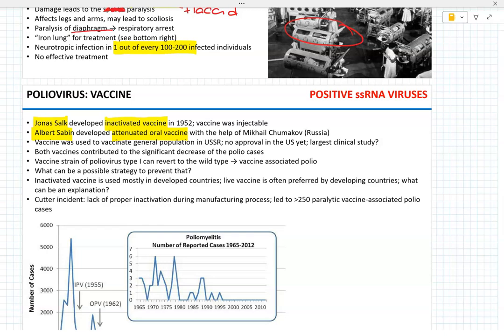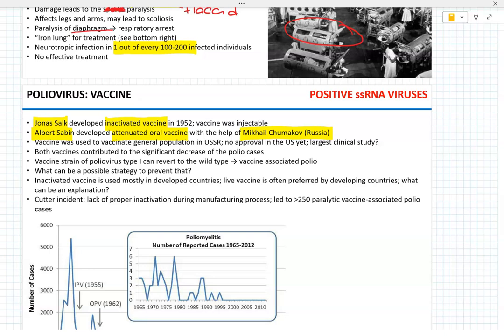to the US government, they said, why? We already have an inactivated vaccine. And it was the right thing to do. So Salk went to his buddy, Mikhail Chumakov, one of the leading virologists in the USSR, and told him, dude, we have this vaccine, want to try? I mean, obviously not in these words, but you get the gist. And Chumakov said, sure.